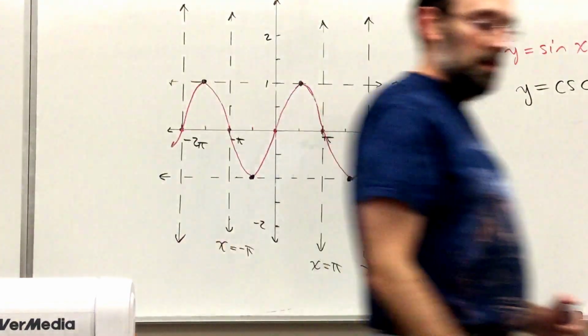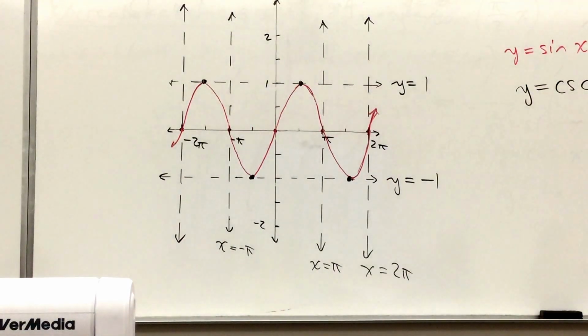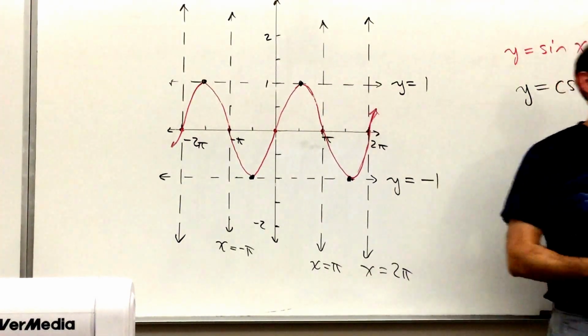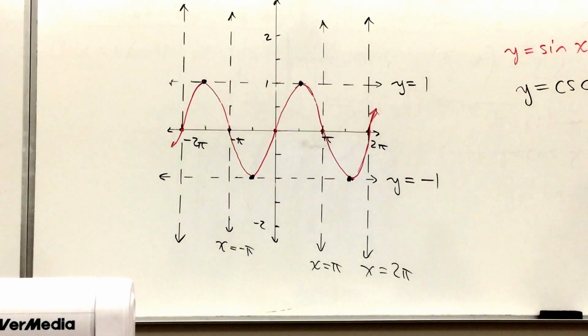Okay? So next, let's think about this. If a number is positive and less than 1, what must be true of its reciprocal? So let's say 1/2 is such a number. The reciprocal of 1/2 is 2, which is greater than 1, right? So any number that's positive but less than 1, its reciprocal is going to be greater than 1, right?